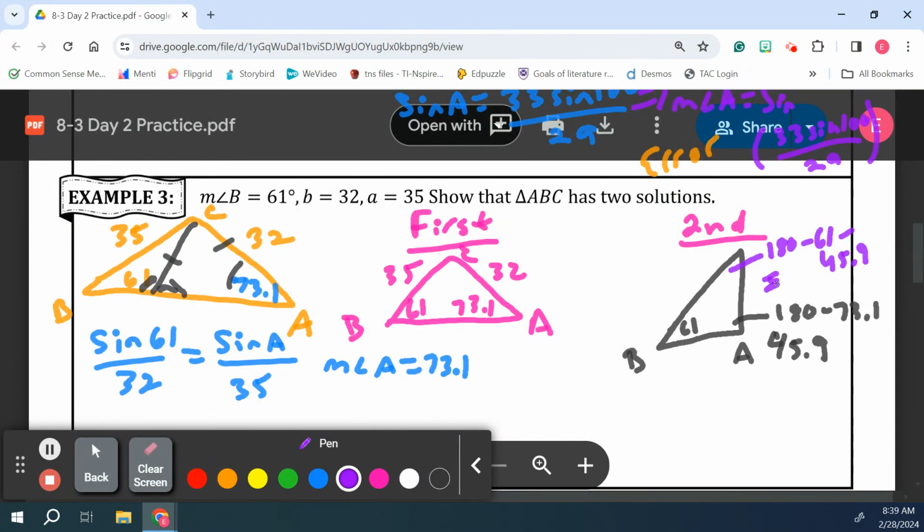So what do we get for this one? It's going to be kind of weird, kind of tiny, but not bad. How many degrees? 12.1.